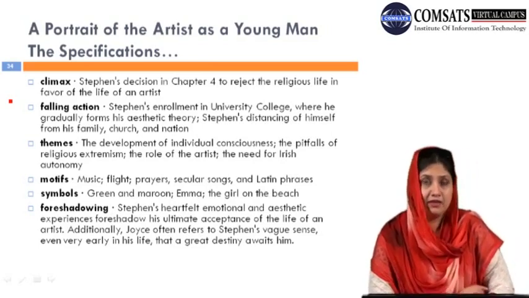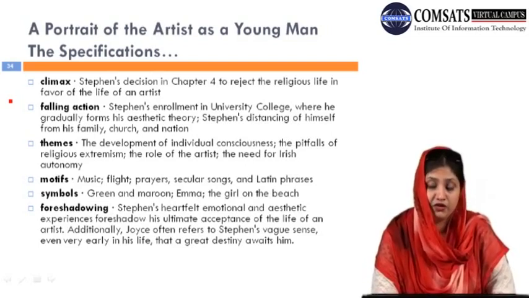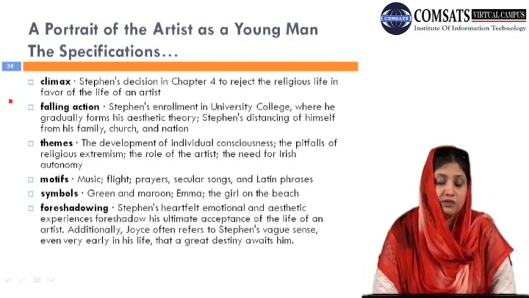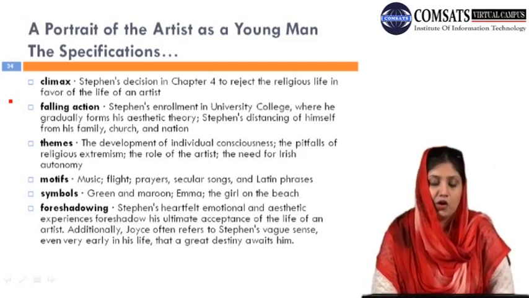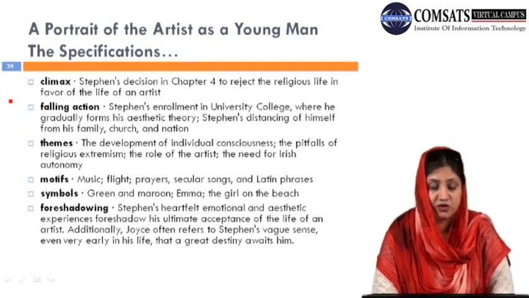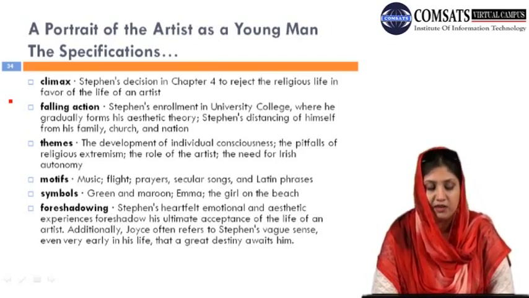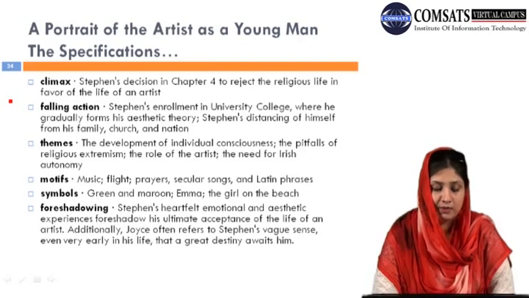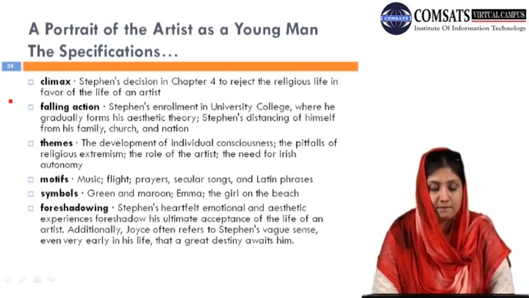So what happens when the drama is reaching its conclusion? Stephen's enrollment in University College, where he gradually forms his aesthetic theory, and Stephen's distancing of himself from his family, church, and nation. That means personal, social, and political life. So the major themes which are being developed: the development of individuals' consciousness, the pitfalls of religious extremism, the role of the artist, the need for Irish autonomy.